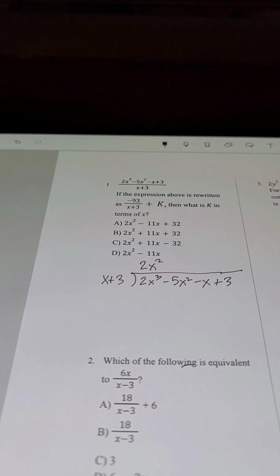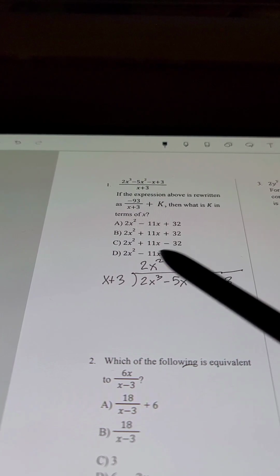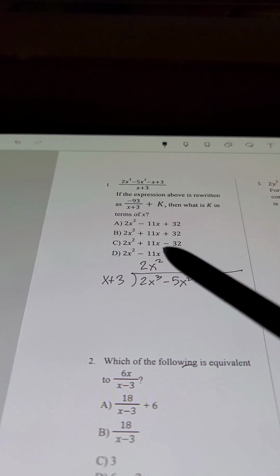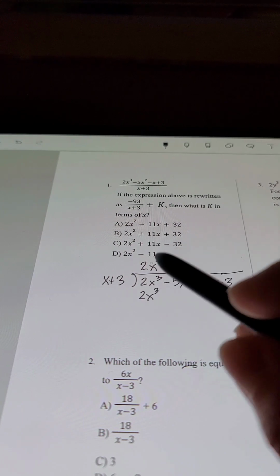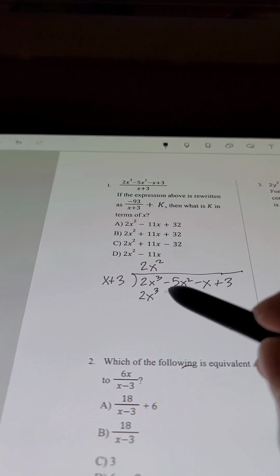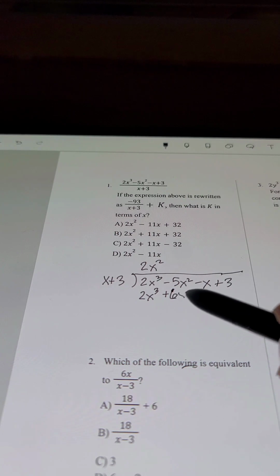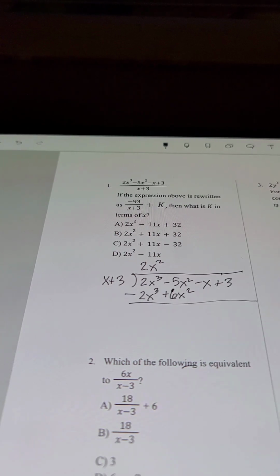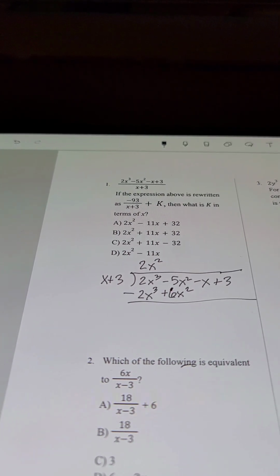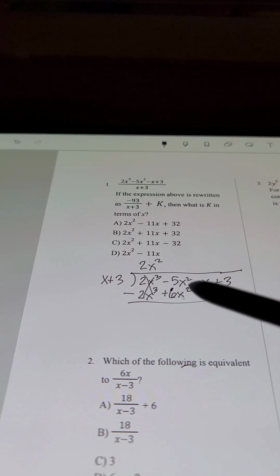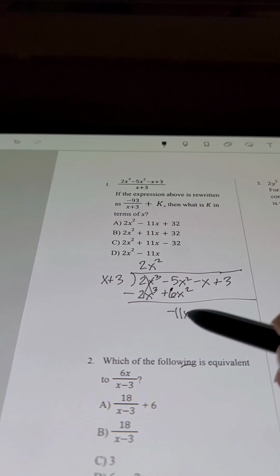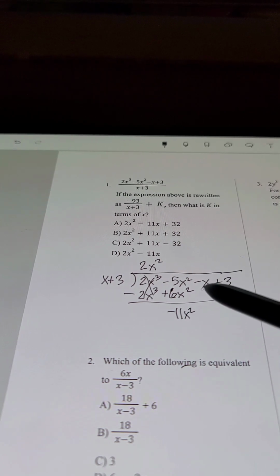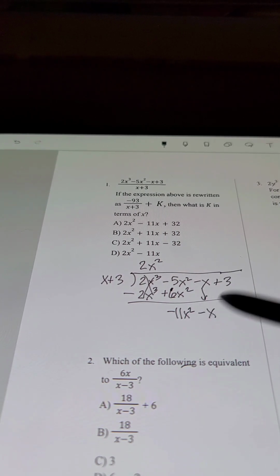And then what do you do typically after that? You multiply. So I'm going to multiply the new thing I brought up here times this whole thing. So 2x squared times x is going to give me 2x cubed. 2x squared times 3 is going to give me plus 6x squared. And then what do you do after that typically? You subtract, right? So these cancel out, and then I have negative 5x squared minus 6x squared, which gives me negative 11x squared. And then after that, you're supposed to bring down, so let's bring down the negative x.